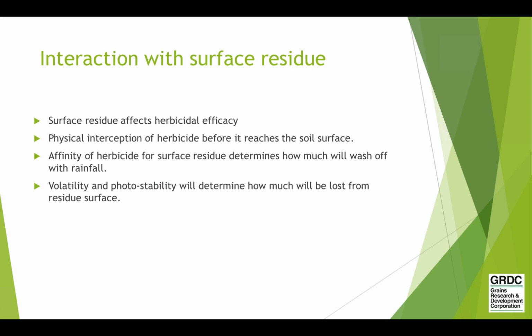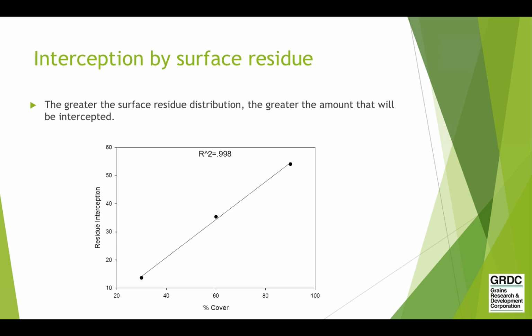But how much of it washes off depends on the affinity of the herbicide for the surface residue. And that determines how fast it will wash off or how much will wash off. And in addition, the volatility and the photostability of these herbicides will determine how much could be lost from this residue surface before a rainfall event.